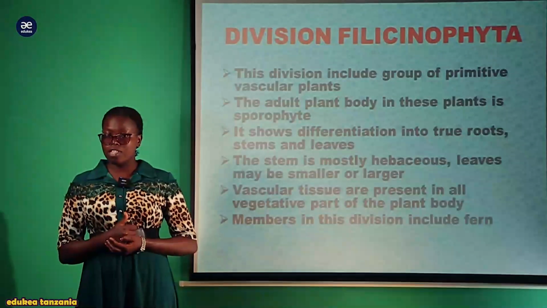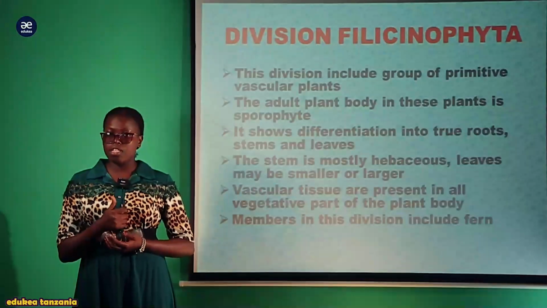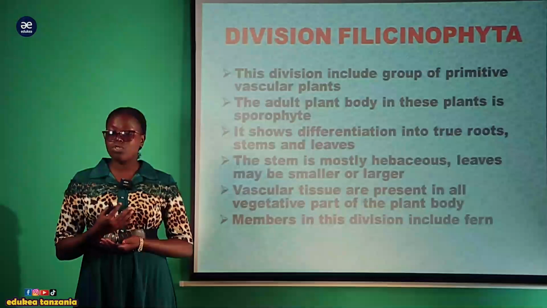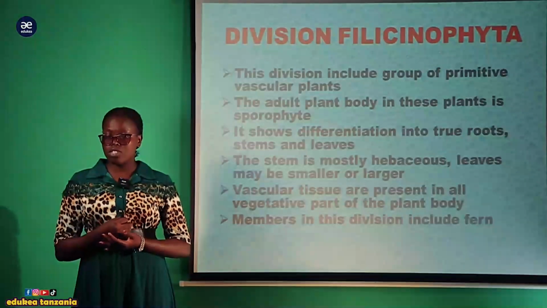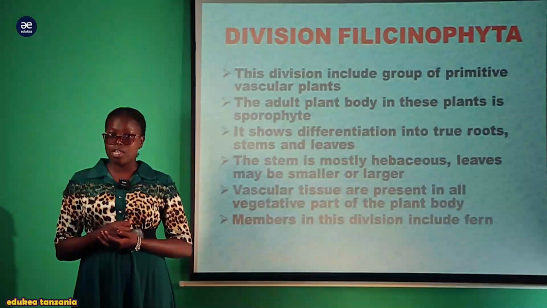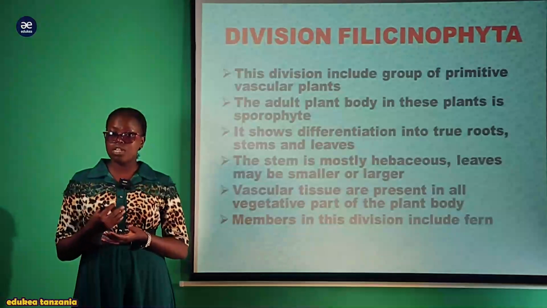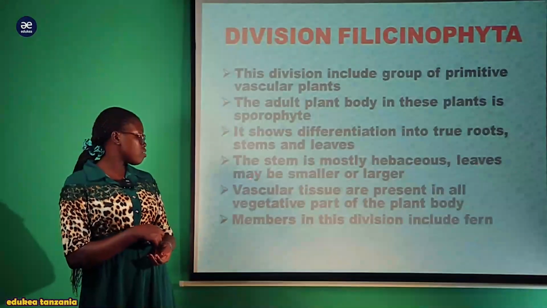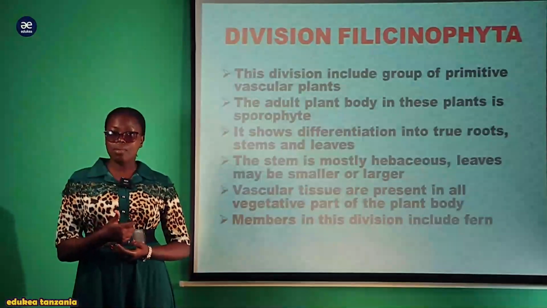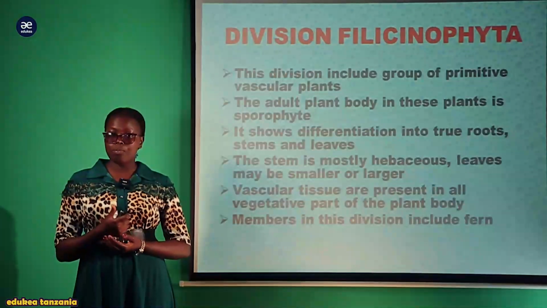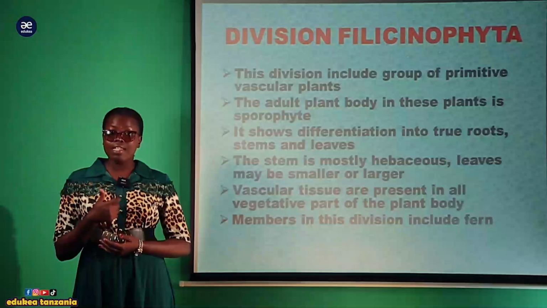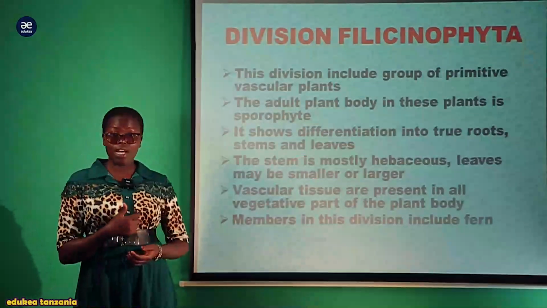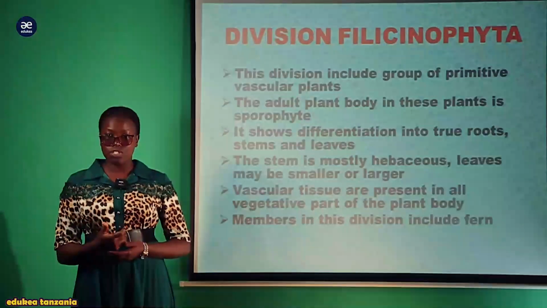This fern plant, as a representative member in the division Filicinophyta, tends to have true root, shoot, and leaves, as compared to members of the other group, for example moss, which does not have true root, shoot, and leaves. Also, the stem is mostly herbaceous and leaves may be small or large. The stem of this fern plant, or of the members within the division Filicinophyta, tends to be herbaceous or soft. Also, their leaves can be either small or large.